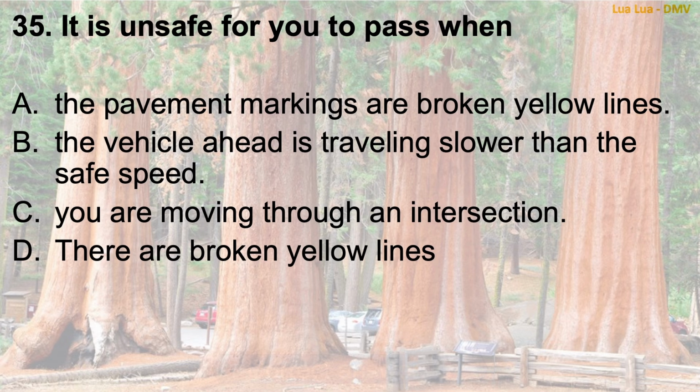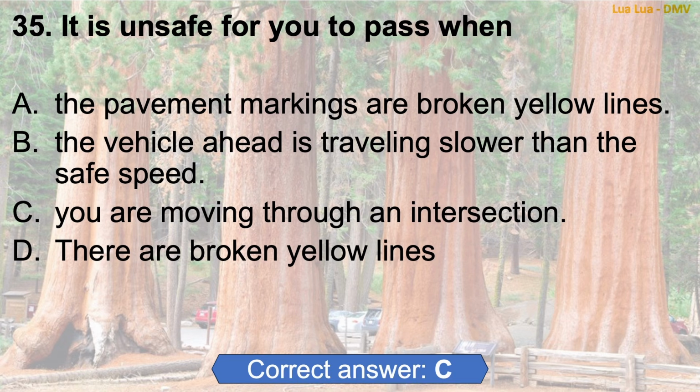Question 35. It is unsafe for you to pass when A. The pavement markings are broken yellow lines. B. The vehicle ahead is traveling slower than the safe speed. C. You are moving through an intersection. D. There are broken yellow lines. The correct answer is C. You are moving through an intersection.